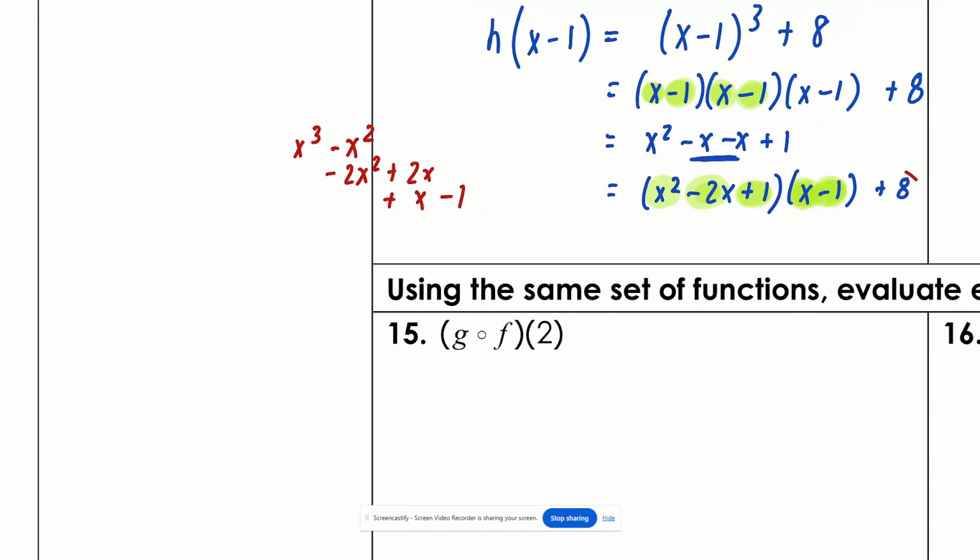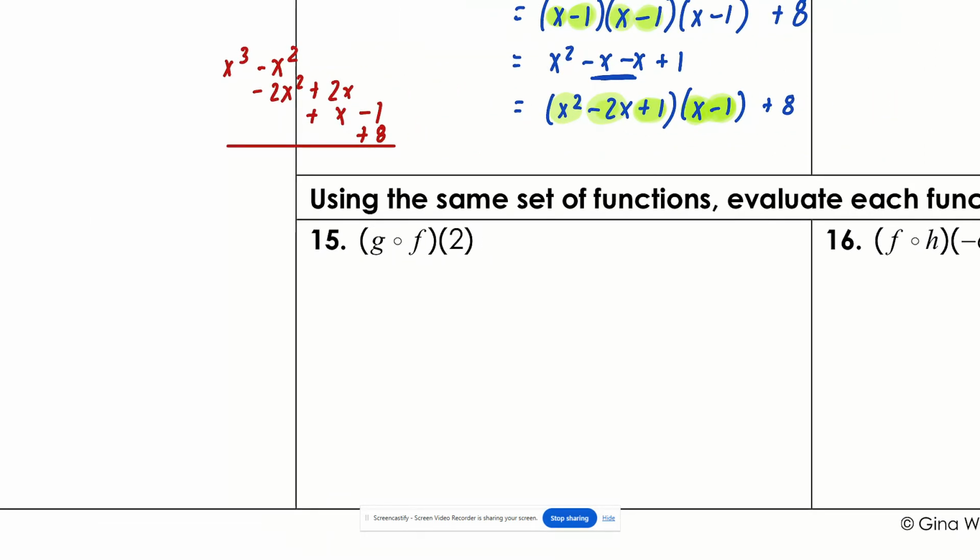Now, actually, I'm going to kill two birds with one stone. Don't forget, you also have this plus 8 that needs to come on down, and we can combine these with the like terms. So my answer is x cubed, negative x squared minus 2x squared is minus 3x squared. Positive 2x plus 1x is positive 3x. And negative 1 plus 8, positive 7. So my answer is x cubed minus 3x squared plus 3x plus 7.